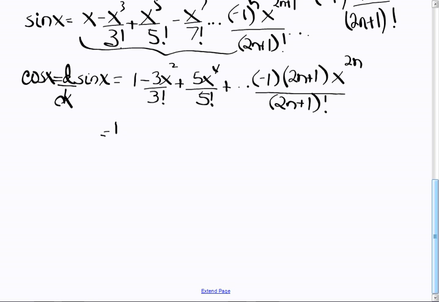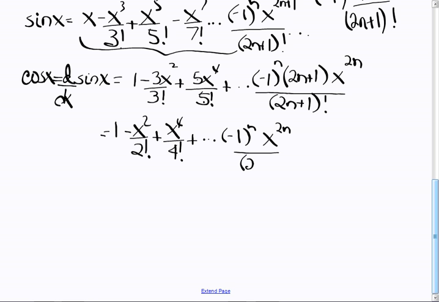So this is equal to 1 minus x squared over 2 factorial plus x to the 4th over 4 factorial. These cancel. This 2n plus 1 will cancel with that. Oops, forgot my n. It's minus 1 to the n, and then the 2n plus 1's go, x to the 2n over 2n factorial. So that was a different way of finding cosine.